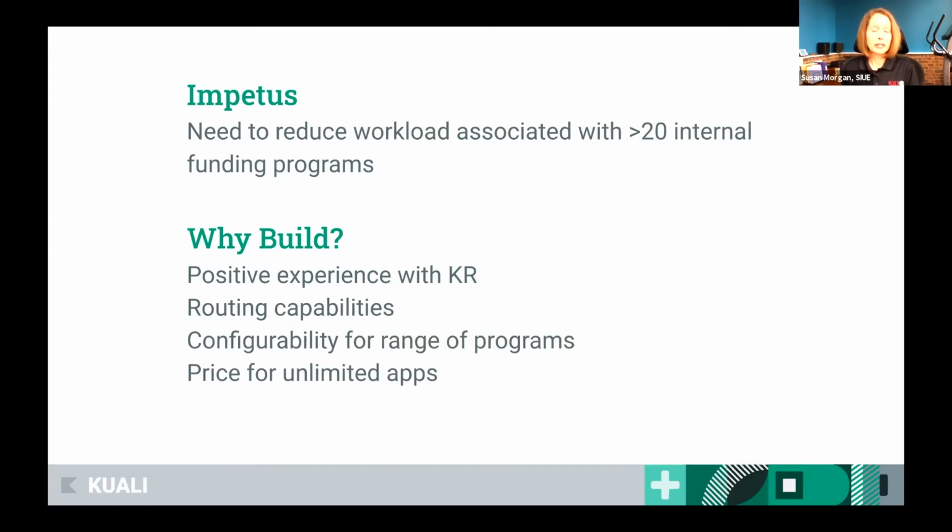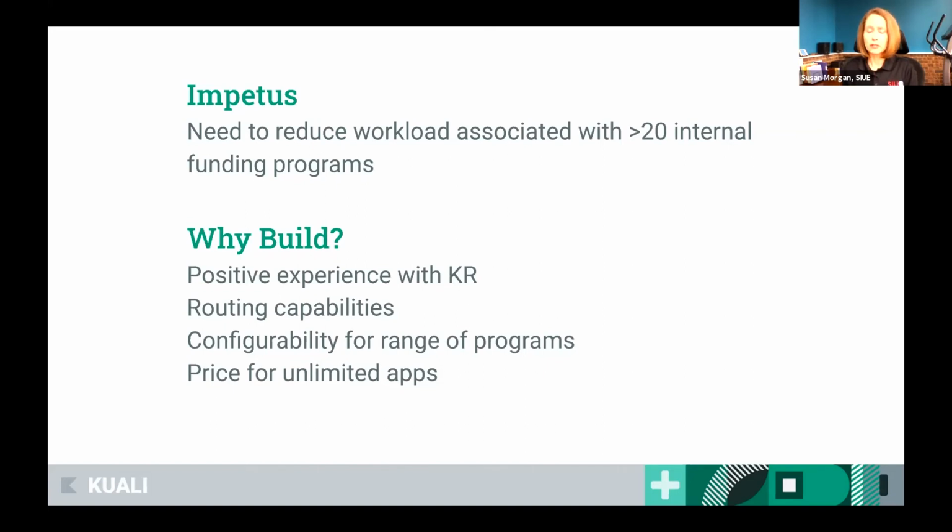So why are we looking at Kuali Build for this? We've had Kuali Research for a few years now. I can't remember when we implemented, but we've got a lot of the modules, and we've had a positive experience with Kuali Research and the Kuali company. Again, those routing capabilities were key to it.